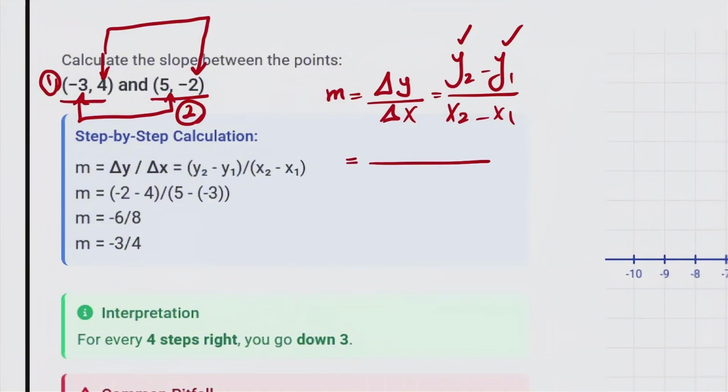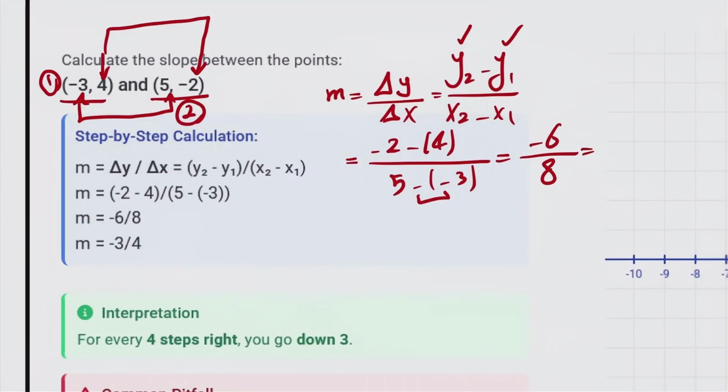What is y2? y2 is -2. y1 is 4, subtracted from it. What is x2? 5 minus -3. Again, be very careful about the numbers because we are dealing with positives and negatives, so we have to make sure we convert the signs correctly, and a negative times a negative is obviously positive, to not get the wrong answer. So in the numerator I have -6, and in the denominator I have 8.